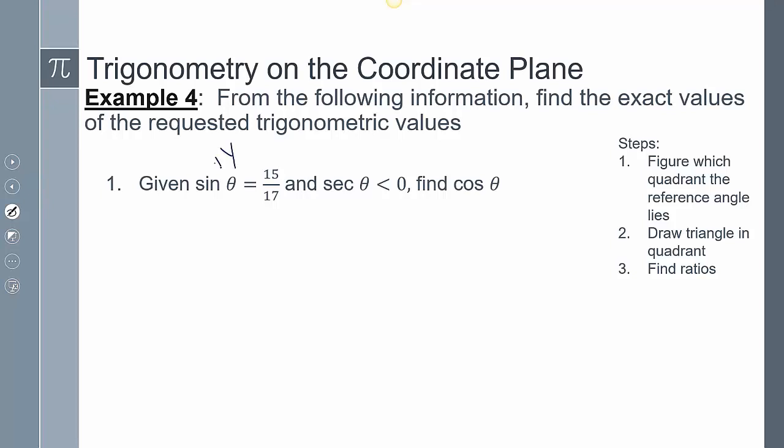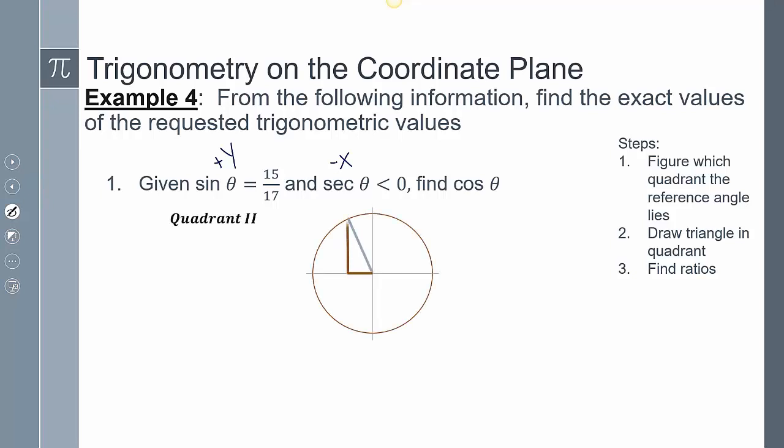It says it equals a positive number, so my y is positive. Secant's less than 0. Secant relates to cosine. Cosine relates to x, and it's less than 0, so that means my x is negative. And so now the quadrant that has a negative x and a positive y is going to be quadrant number 2. So let's draw it.